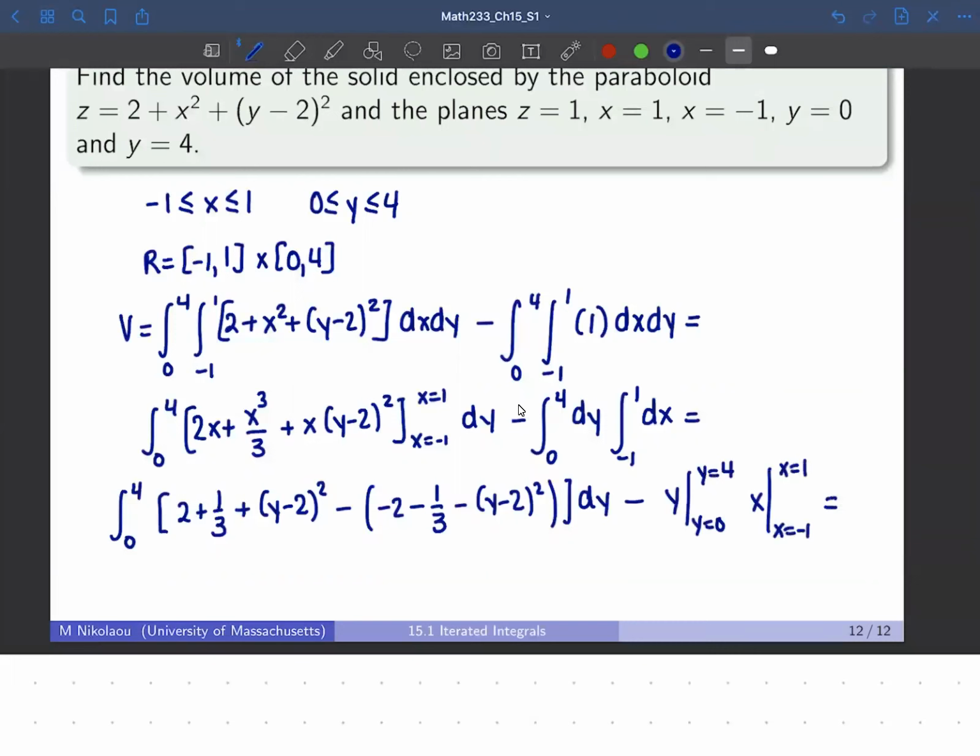So that will give us the integral from 0 up to 4. And we can now simplify here. So from 2 plus 1/3 plus 2 plus 1/3, we get 14/3. And then we have plus 2 times (y minus 2) squared, and all that times dy. And then we have minus y evaluated between 4 and 0 will give us 4 minus 0, and then x evaluated between 1 and -1 will give us 1 minus the -1.